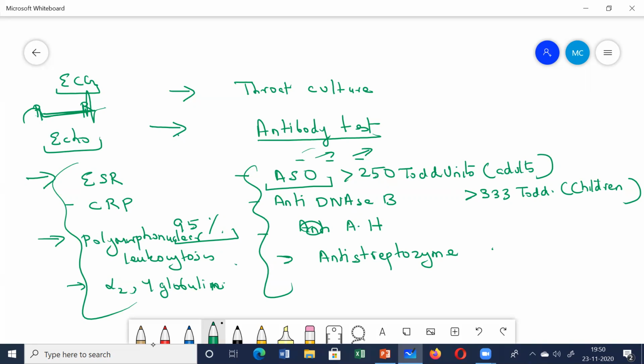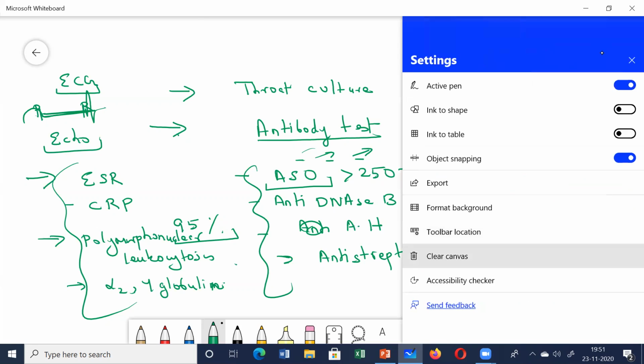First, throat culture and antibody tests for confirming the presence of an inflammatory reaction inside the body. Then go for the different investigations: ECG, echo, chest radiography. So these are the different investigations which you are going to perform in the patient. Okay. Next, diagnosis of acute rheumatic fever.